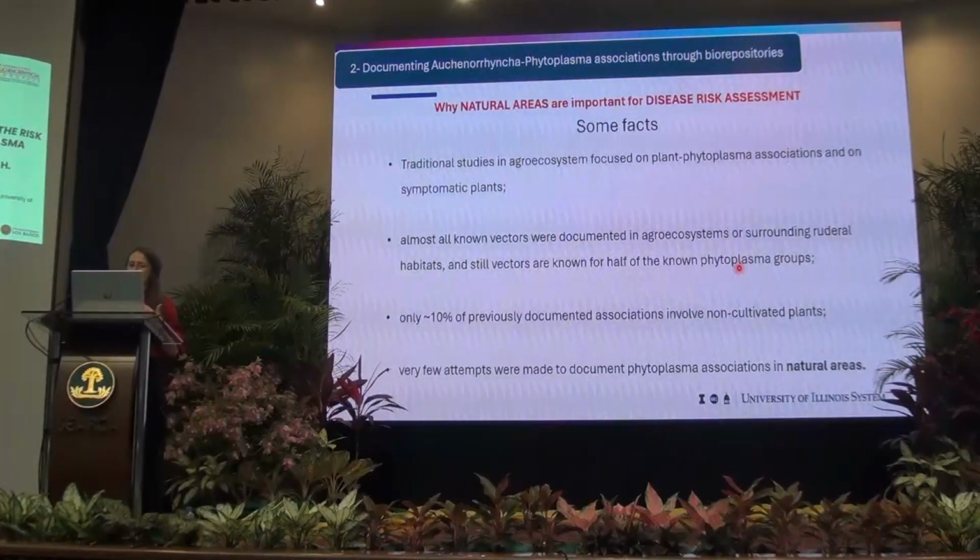So we know that traditional studies in agroecosystem in general focus on plant phytoplasma association and only in symptomatic plants. And we also know that almost all known vectors are documented in agroecosystem or eventually surrounding ruderal habitats, and still vectors are known just for half of the known phytoplasma groups.